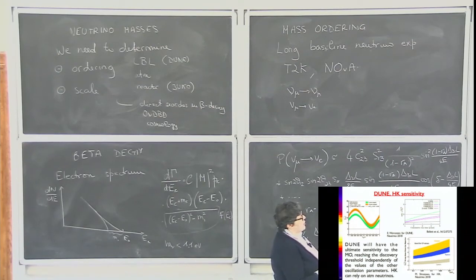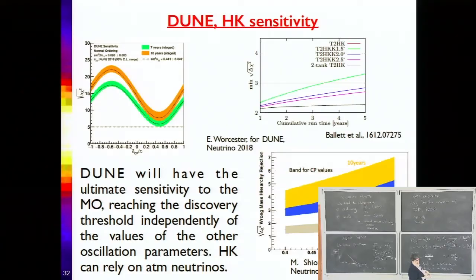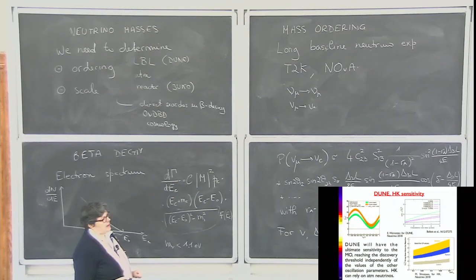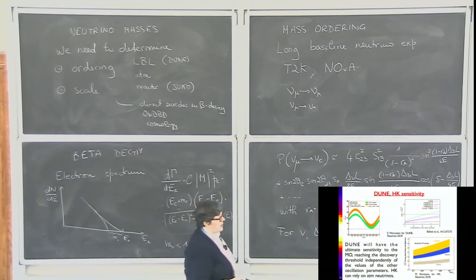This is the square root of the delta chi squared, which tells me the confidence level at which I can determine the mass ordering. And this is as a function of the delta phase, which is due to this subdominant term here. You can see that in any case, DUNE will be able to discover the mass ordering. Now, there are other experiments, as I already mentioned, taking into account atmospheric neutrinos, etc. But this is going to be the most controlled way we have to determine the mass ordering.